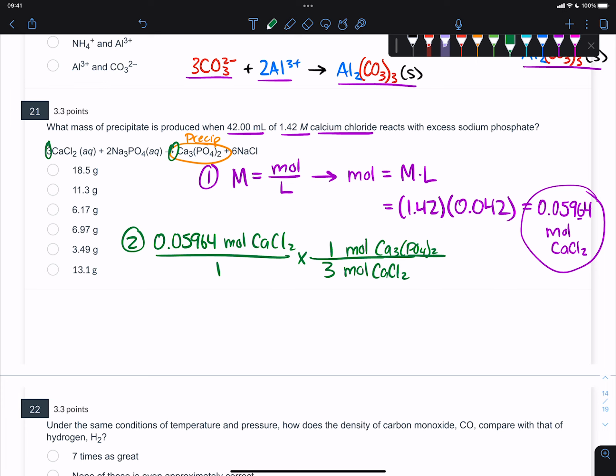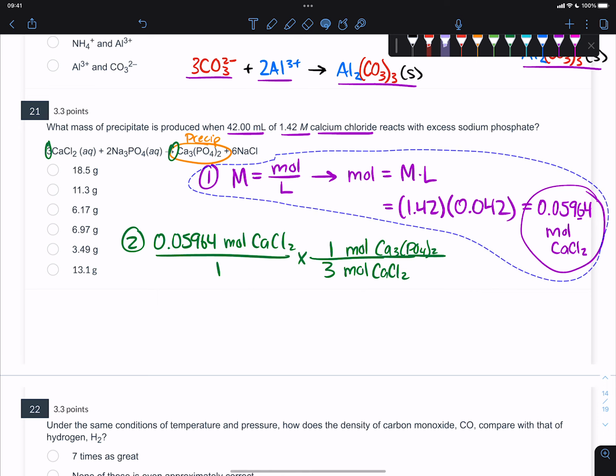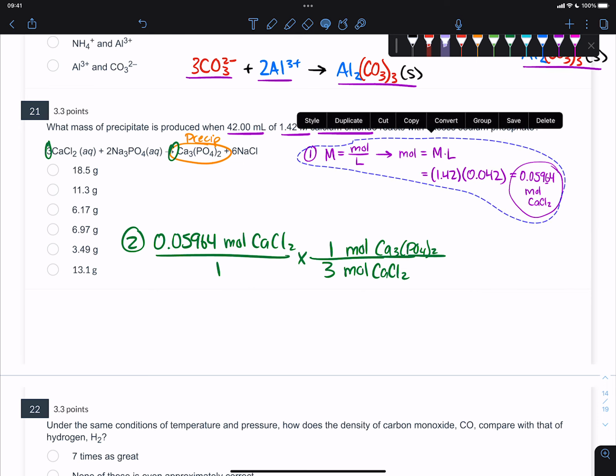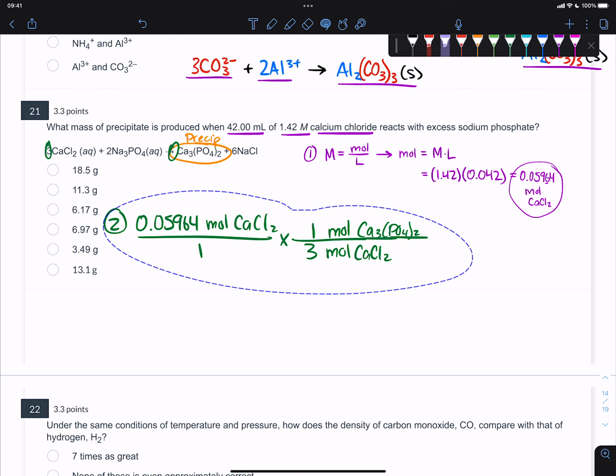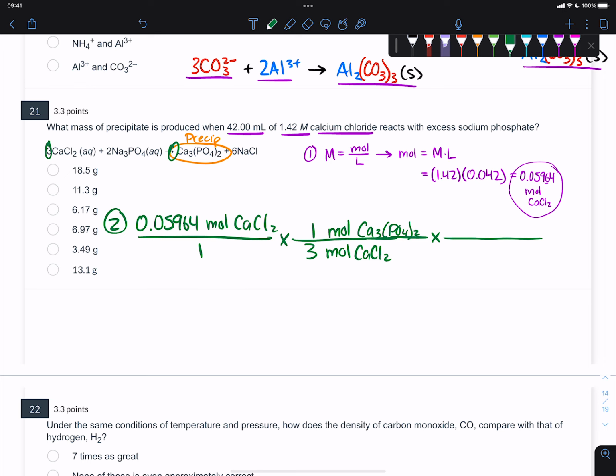And then of course, one more step, I'm going to shrink all this down so we have some space. And then lastly, you need to convert your moles of calcium phosphate, Ca3(PO4)2, into grams of calcium phosphate. And that requires you to find the molar mass of it.